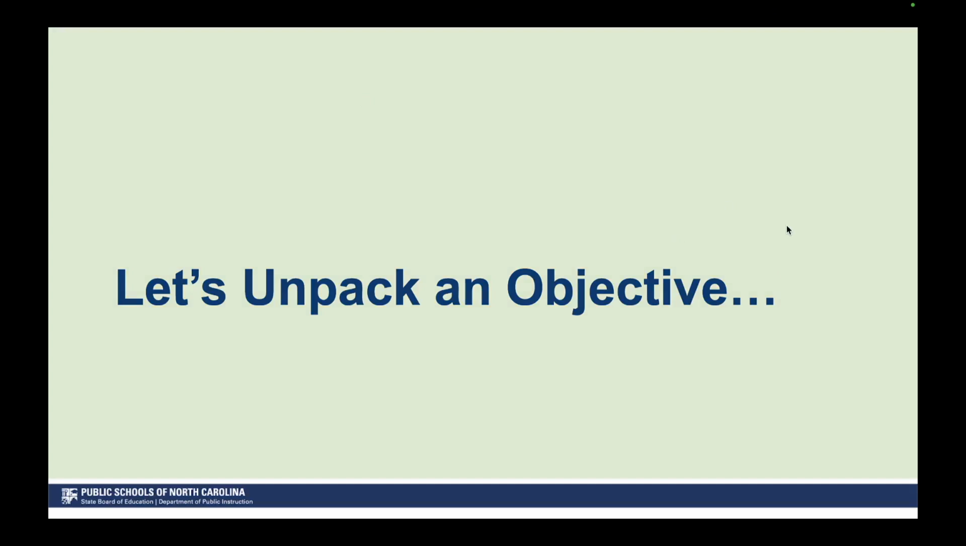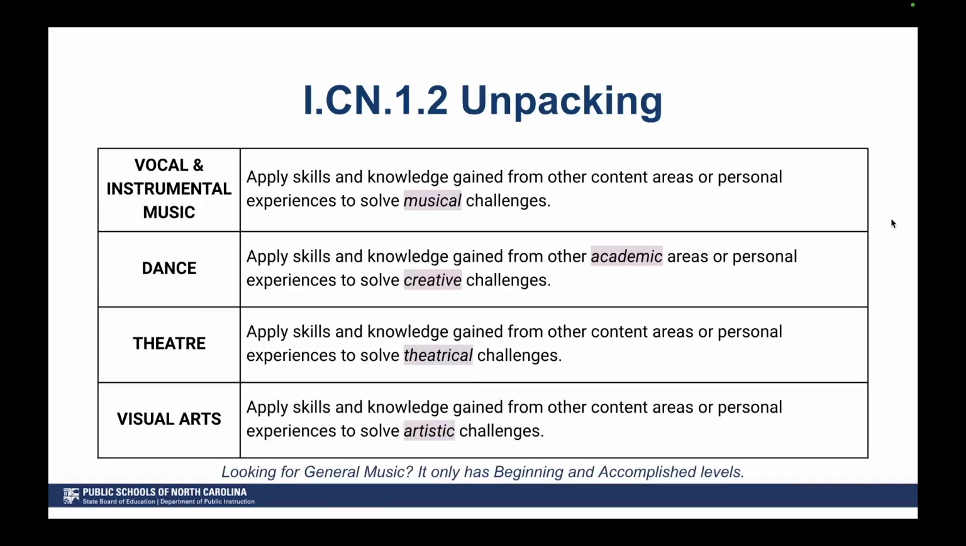All right. So, in an effort to be as equitable as possible and as helpful as possible, even though we're doing this all at once, we're going to lean in on what we have been celebrating in this entire process and choose an objective that is essentially the same across all four disciplines. You can see here that intermediate CN 1.2 is pretty much the same.